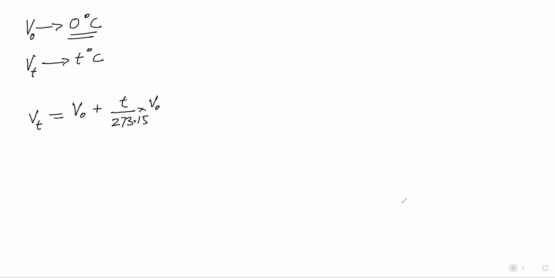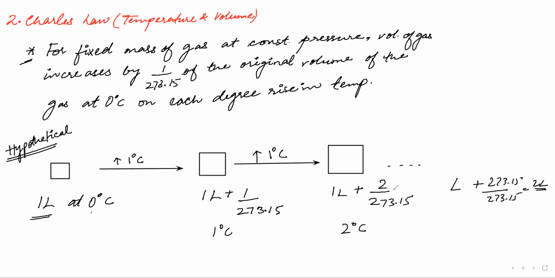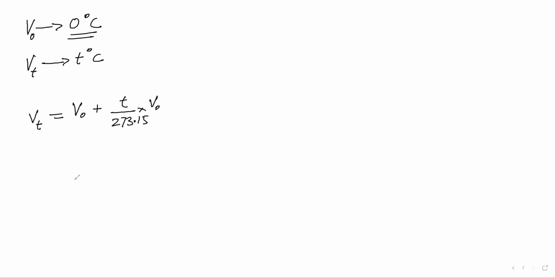Because we didn't multiply here by 1 because it was already multiplied. We can assume this is 1 now. 1 upon 273 of the original volume. What is of? Of is nothing but multiplication into V0. Okay, so now I am taking V0 common. Then I can say this is equal to V0 into 1 plus T by 273.15.